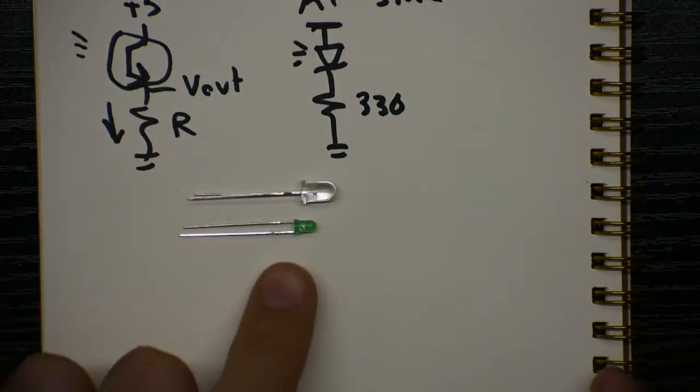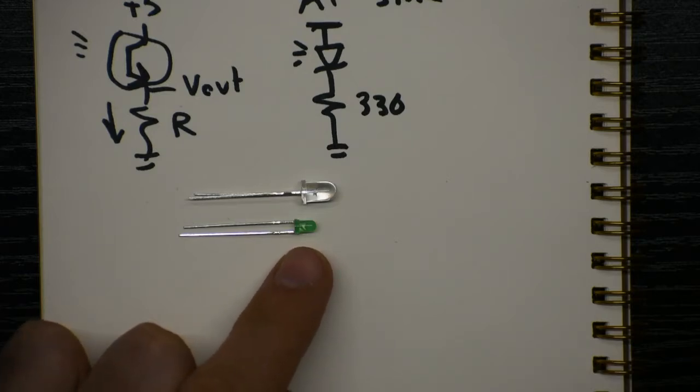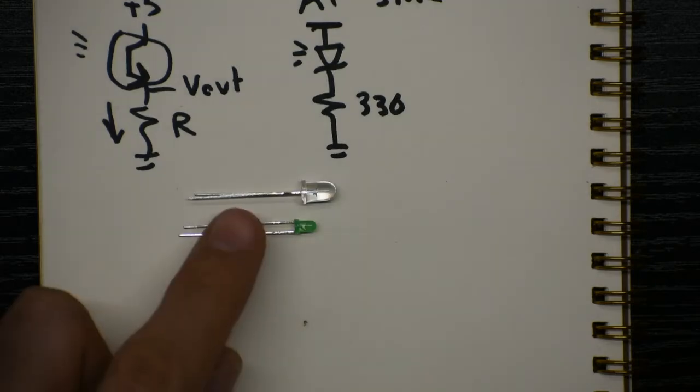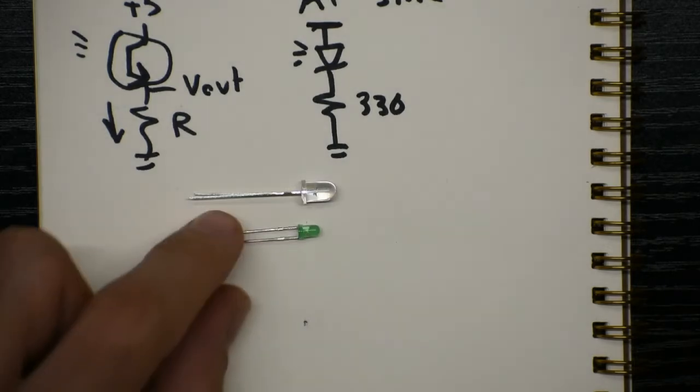Notice that these little LEDs, this is a 3mm LED and it's green. It's kind of green because the plastic housing is green. So these are called indicator LEDs. They're nice for knowing if something's on or off, but they're not good at providing light. You wouldn't make a flashlight out of these.